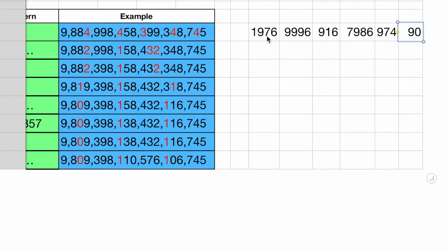So if you multiply this big number by 2, then your answer will be, you read right from the beginning till the end here. So 1976, 9996, 916, 7986, 974, 90. That is the answer of multiplying this number by 2.